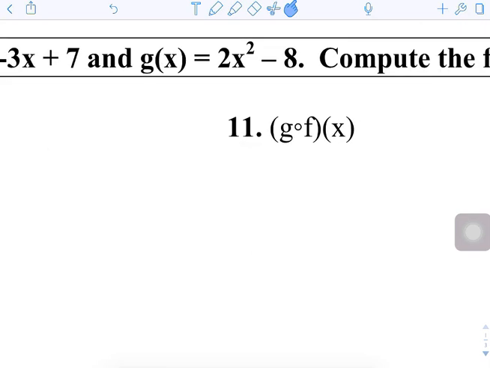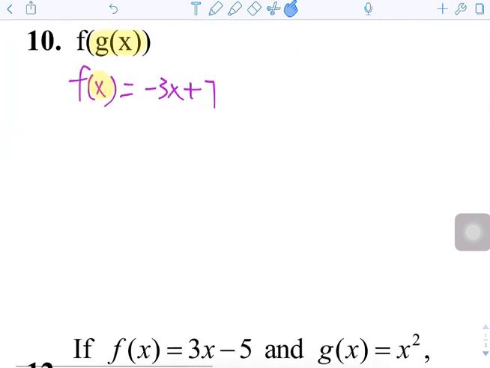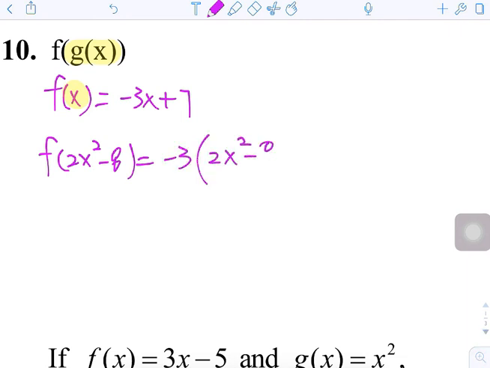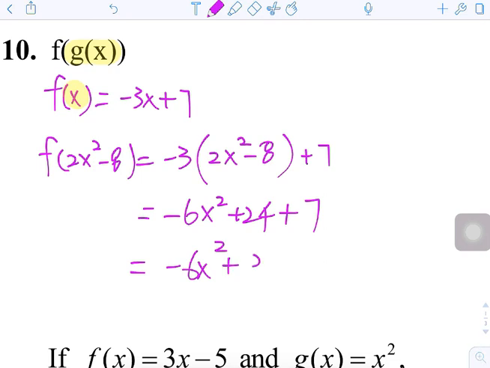So g of x is 2x squared minus 8. That means that's the whole thing. I'm going to plug it into my f. So I'm going to substitute x with that entirety. Okay, so I'm going to rewrite that really quick in terms of the function. 2x squared minus 8. Okay, so every single time I see x, I'm going to change it to x squared minus 8, plus 7. Okay, now again, distribute the negative 3, which I'll get negative 6x squared plus 24 plus 7, which I'll get negative 6x squared plus 31.